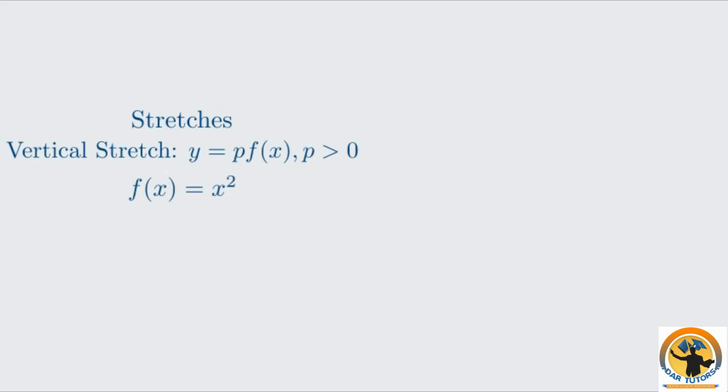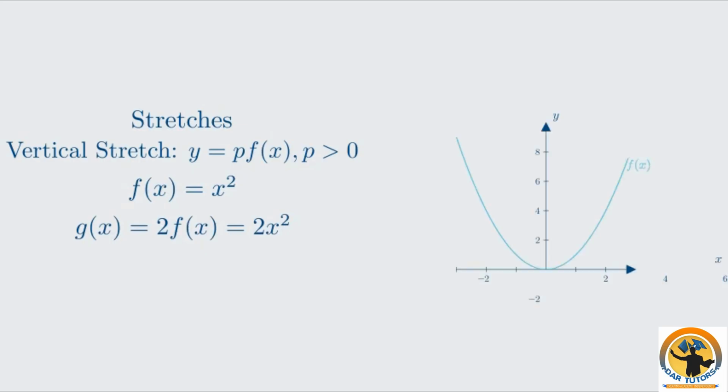Let's use f of x equals x squared as our base function. Consider g of x equals 2 times f of x. This is g of x equals 2x squared. As you can see, the graph of g of x is narrower than f of x. It has been stretched vertically by a scale factor of 2.